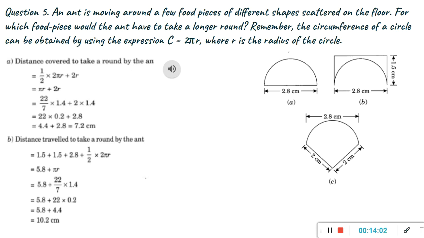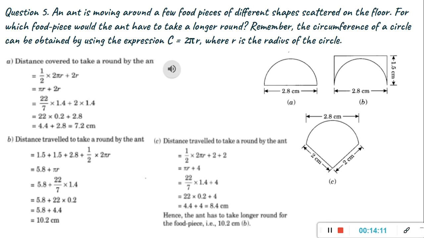Okay. Now see the third one. Here also the distance traveled by the ant is half into 2 pi r, and the other two sides, 2 centimeter and 2 centimeter, are given, right? That you can add, along with the semicircle's perimeter. So pi r plus 4 is equal to 22 upon 7 into 1.4 plus 4, which is equal to 22 into 0.2 plus 4. So 4.4 plus 4 is equal to 8.4.